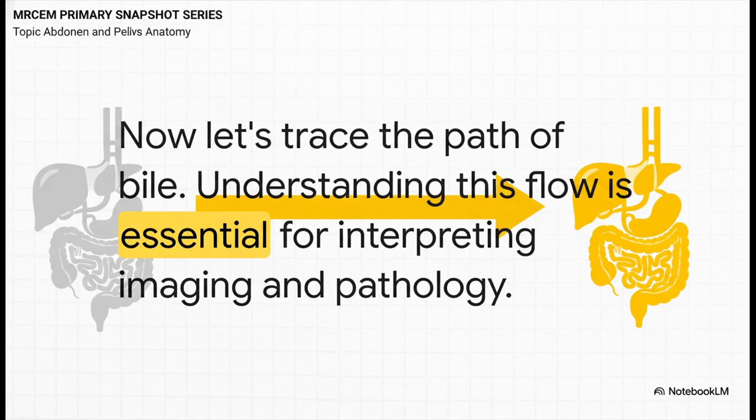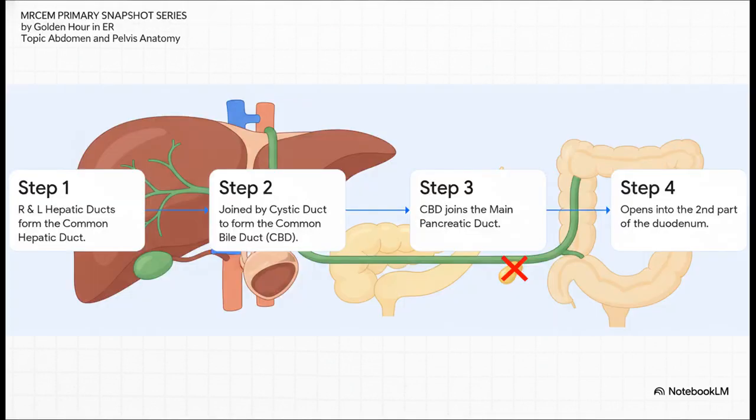Okay, from the very end of the GI tract, let's jump all the way up to the biliary system. You have to know the precise pathway of bile flow. It's essential for figuring out what's going on in imaging and understanding things like biliary obstruction. Let's just trace this pathway real quick. Bile flows from the hepatic ducts, gets joined by the cystic duct, and they form the common bile duct. That then meets up with the pancreatic duct.